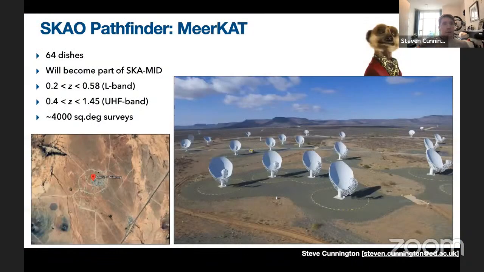So just as a brief amount of context. The Meerkat telescope is these 64 dishes in the Karoo Desert in South Africa. It's a pathfinder or precursor telescope to the Square Kilometre Array. But it's really a state-of-the-art telescope in its own right, and is doing cutting-edge science. So we're lucky to have it. And so the data that I'll be focusing on today will be within this L band, as in within this redshift range. But we've also put forward a proposal to do some further observations in UHF band as well. So we have that to look forward to.